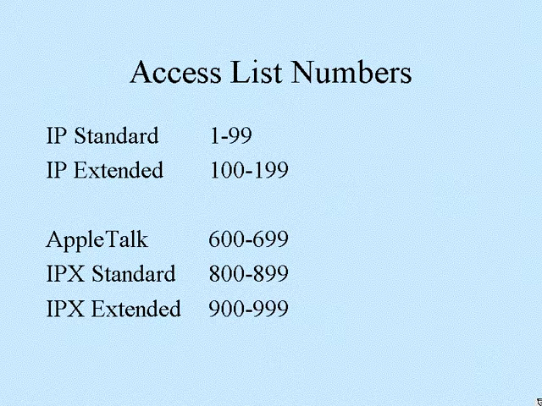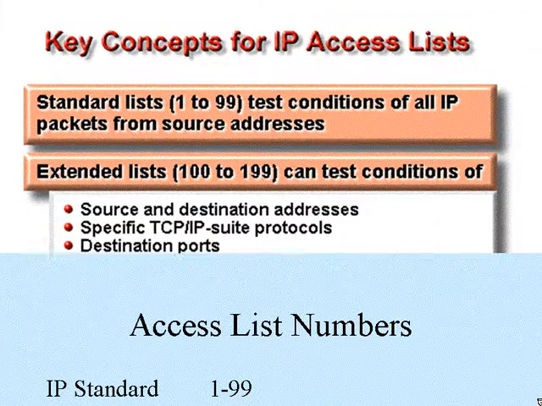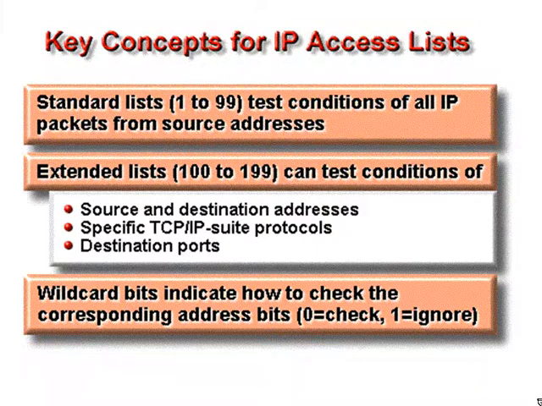Let's review some specifics about access lists on routers. Standard IP lists test conditions of all IP packets from source addresses and are numbered 1 through 99. Extended lists can test conditions of source and destination addresses, specific TCP/IP protocols, and destination ports. And wildcard bits show how to check the corresponding addresses. Zeros check, ones ignore. This should get you started on access lists, and in the next series of videos we'll look at how to configure a standard and extended IP access list on a Cisco 2500 series router.